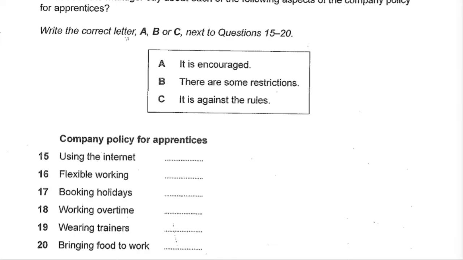Using the internet, it is allowed but with some restrictions. So B, 15th is B. For 16th, it's again B. For 17th, it is against the rules, so it is C. 18th is working overtime, it is encouraged, A. Wearing trainers, A. Bringing food to work is against, so it is C.